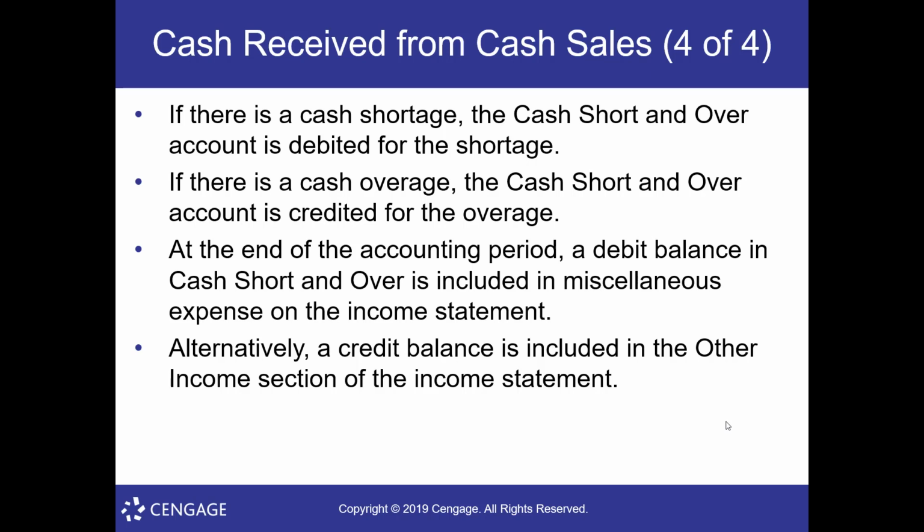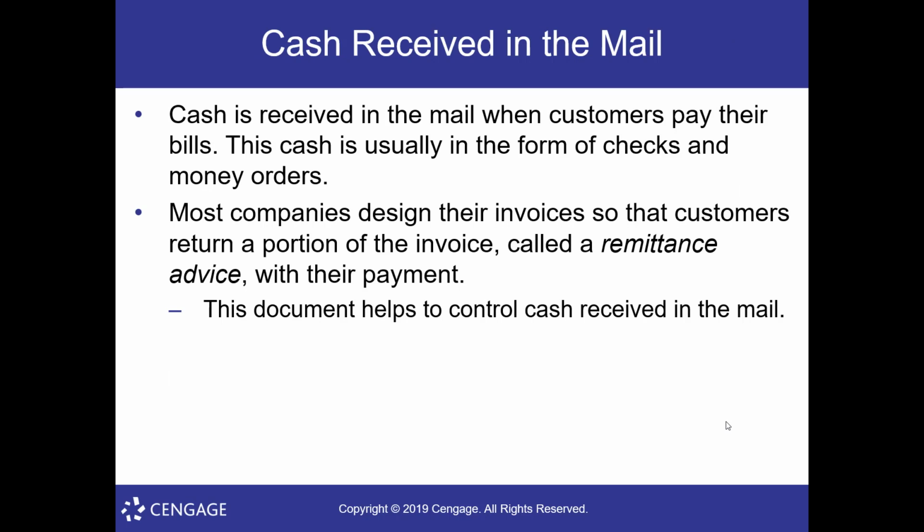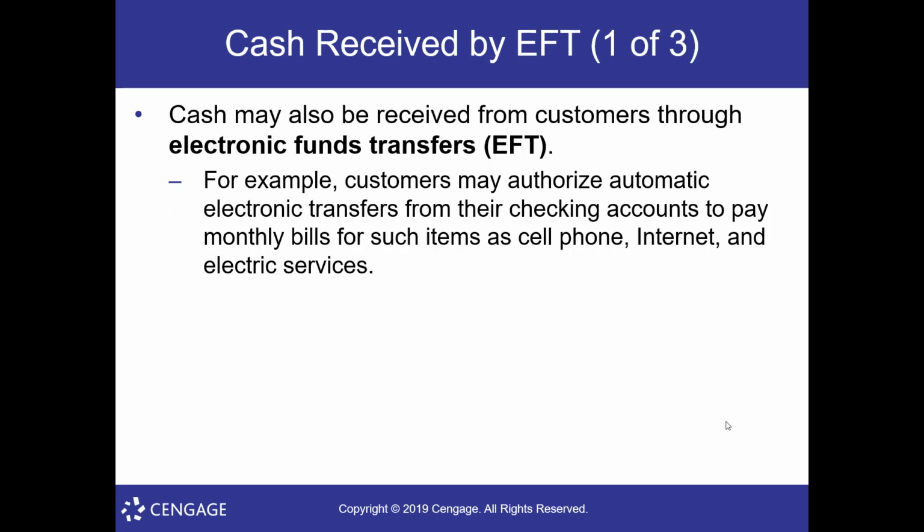At the end of the accounting period, a debit balancing the cash shortage is included in miscellaneous expense on the income statement. Alternatively, if there's a credit balance at the end, it would be included in the income part of the income statement. Cash received through the mail when customers pay their bill is usually in the form of check or money order. Most companies design their invoices so customers return a portion of the invoice, called a remittance advice, with their payment. This helps to make sure that the cash received in the mail is put to the right account.